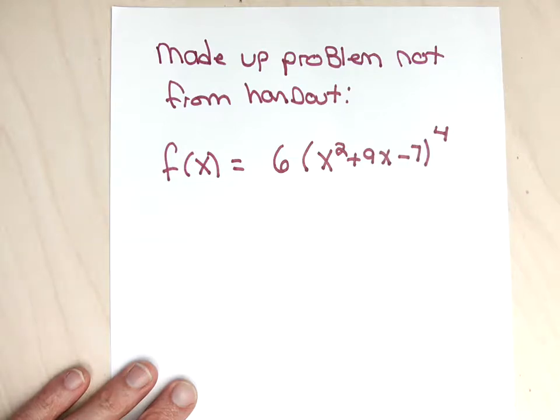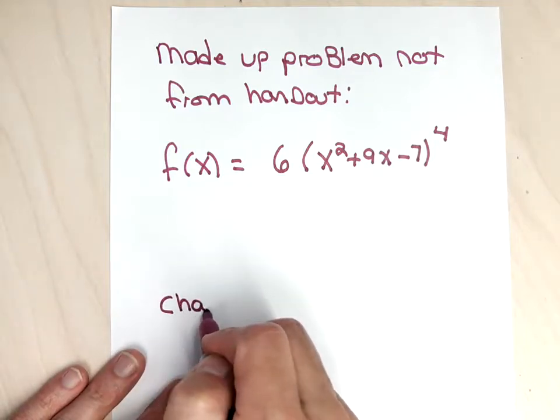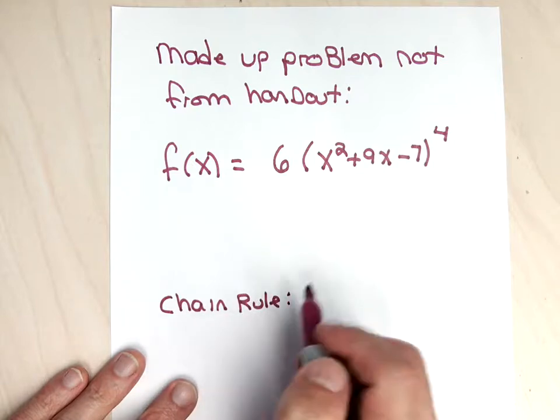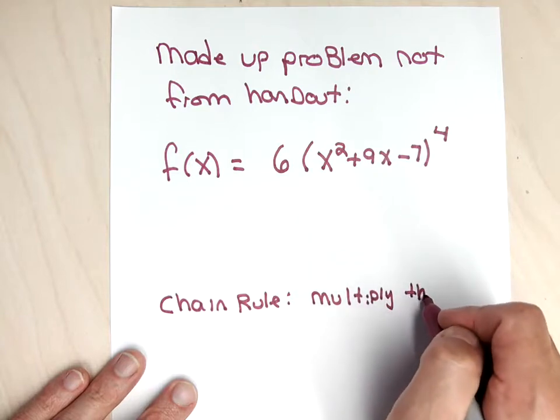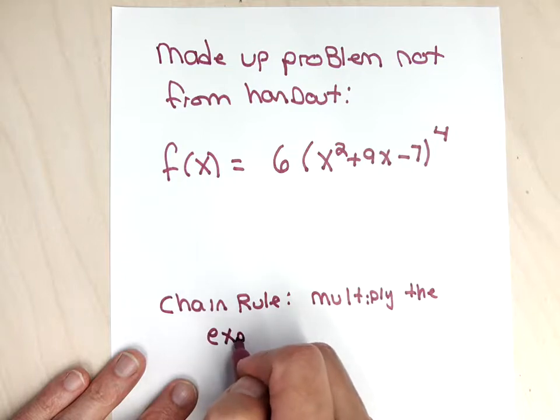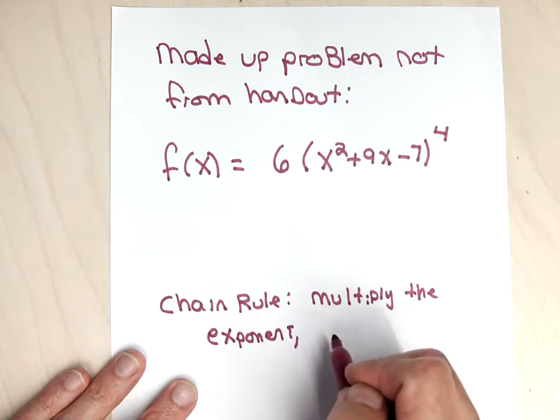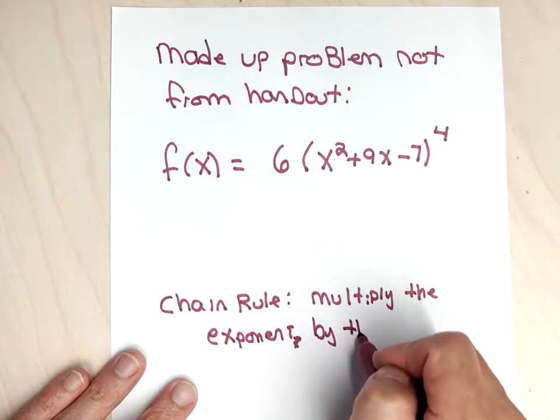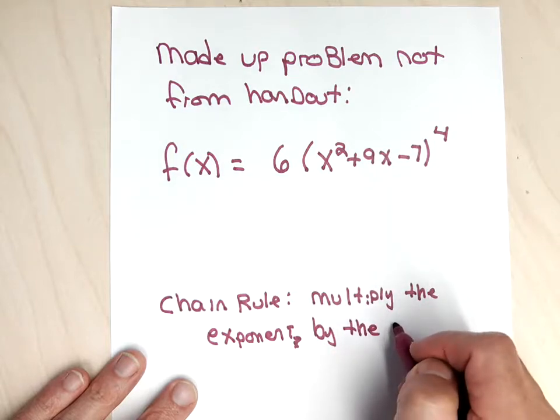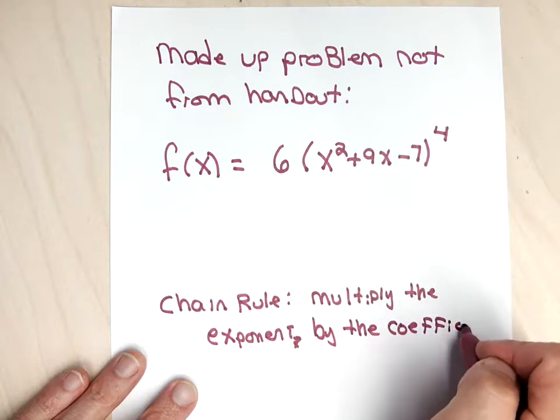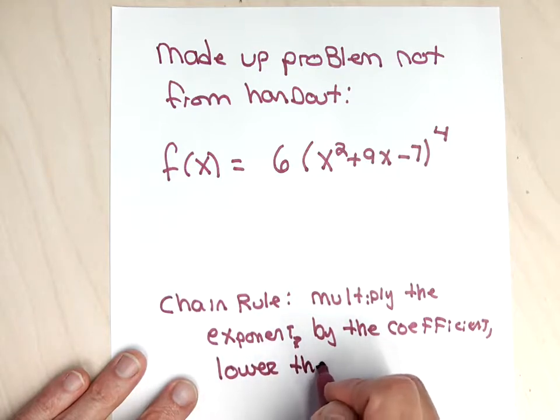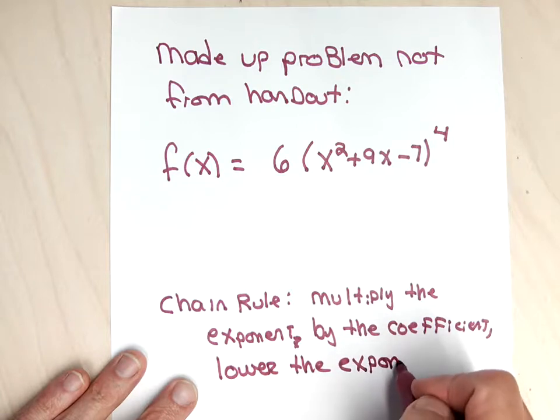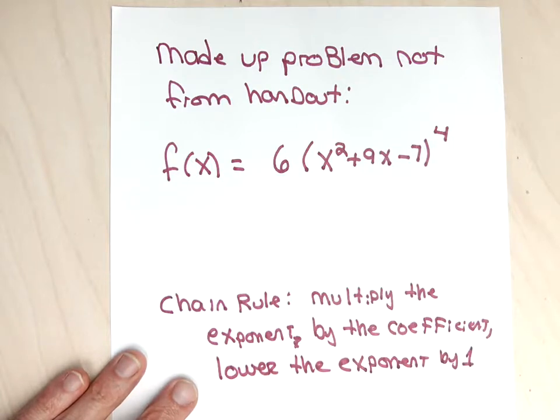The derivative is super easy. It's real similar to the general power rule. To use the chain rule, you multiply the exponent by the coefficient. We've done that a bunch of times already. Multiply the exponent by the coefficient, or the number in front of the parentheses. Lower the exponent by 1, and we've done this a bunch of times too. So that's the start of the chain rule.